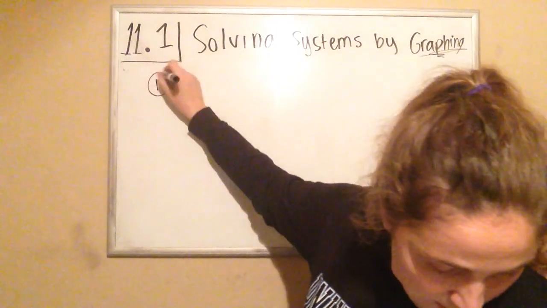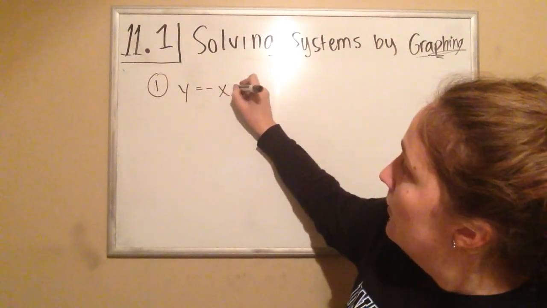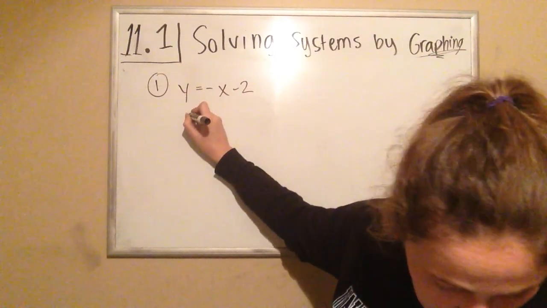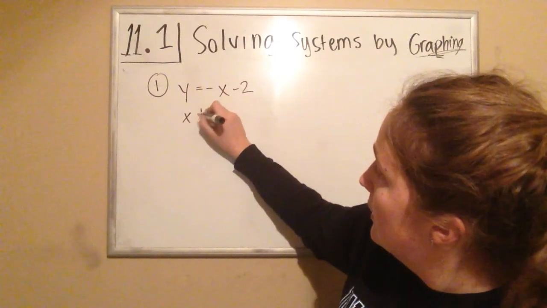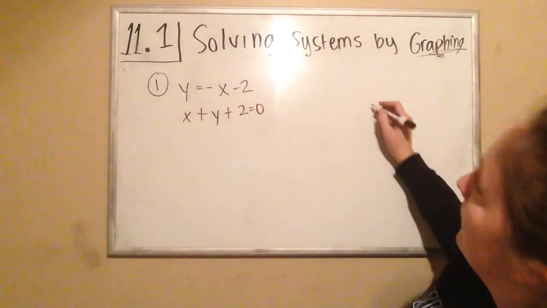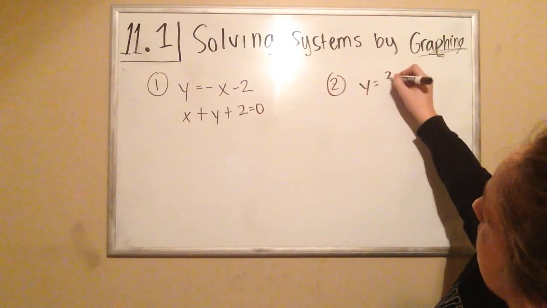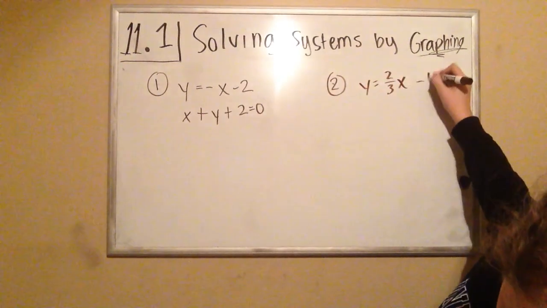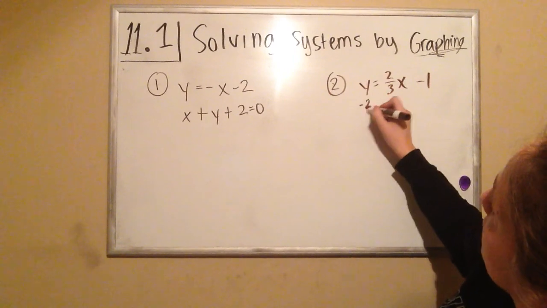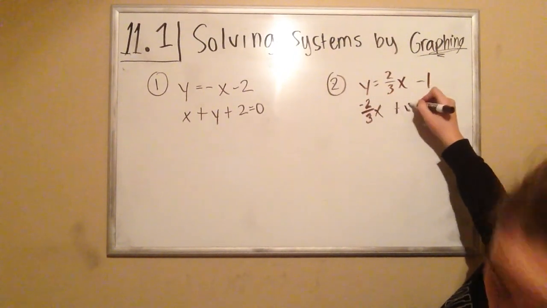So the first one, y equals negative x minus 2 and x plus y plus 2 equals 0. And the second one, y equals 2/3 x minus 1 and negative 2/3 x plus y equals 1.